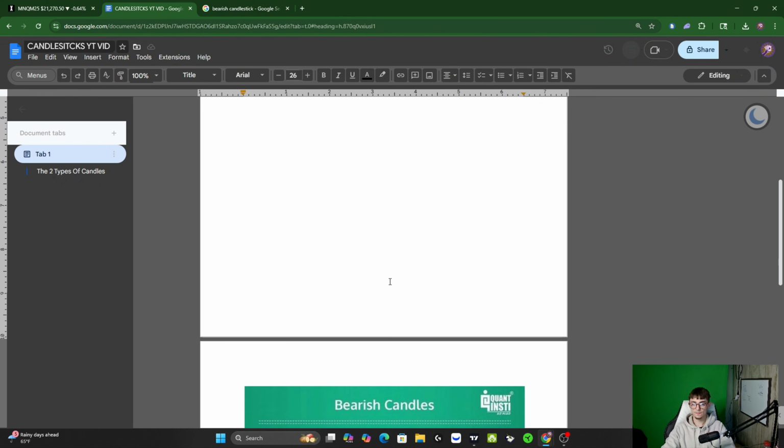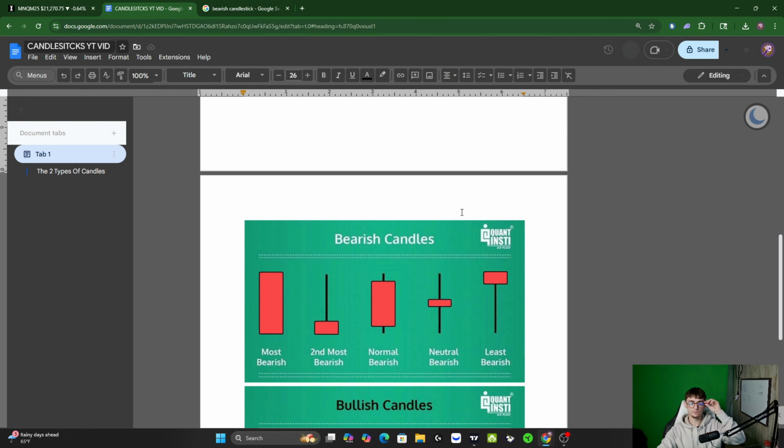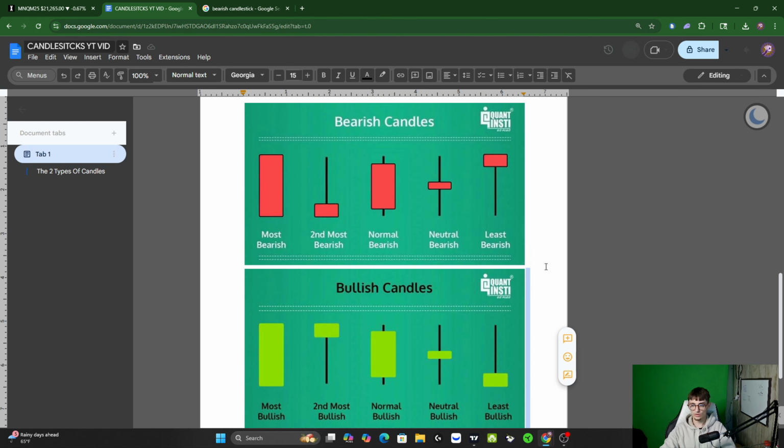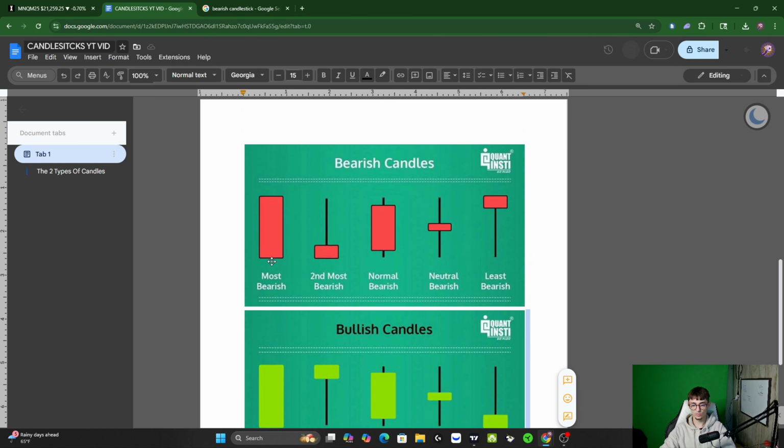Now, if we scroll down here, you can go ahead and screenshot this if you want. This is going to be a breakdown of the candles. As we can see here, this candle is extremely full. It has no wick. This is a fully bearish candle, 100% full volume bearish candle.